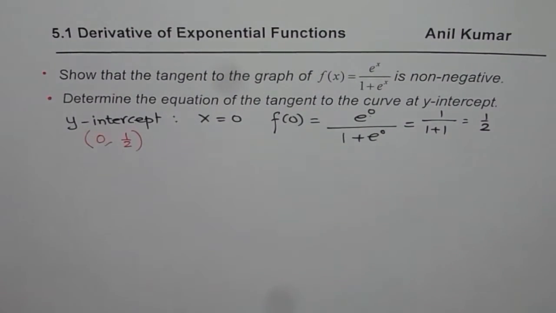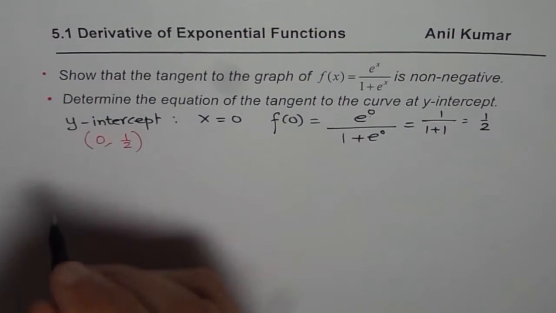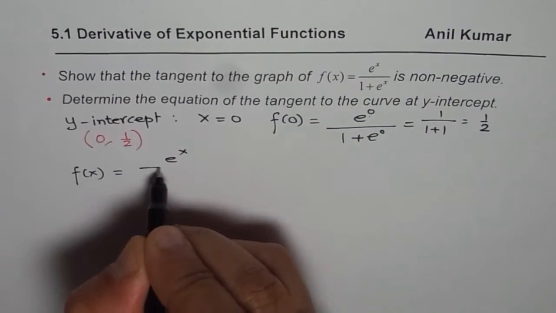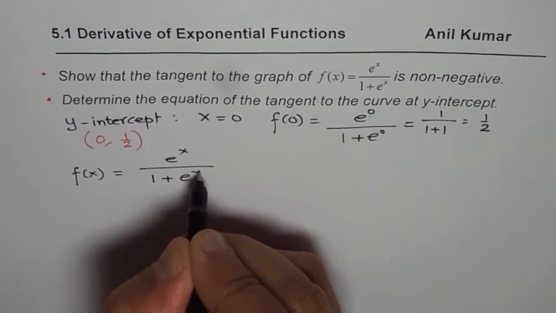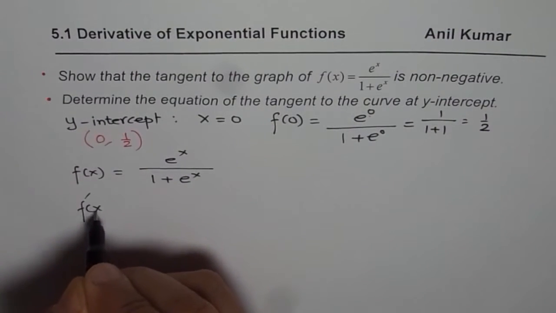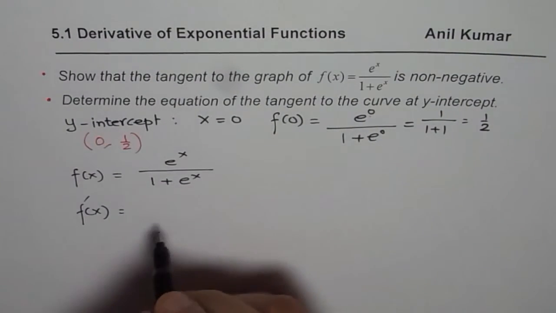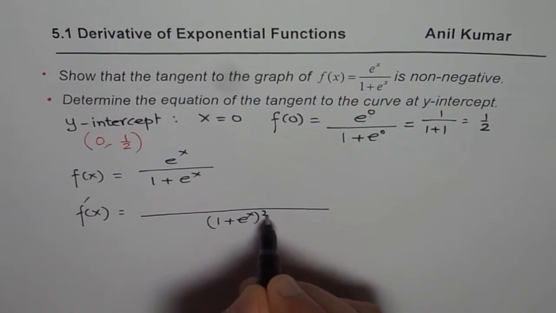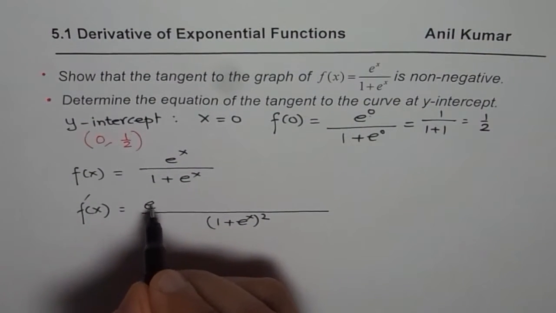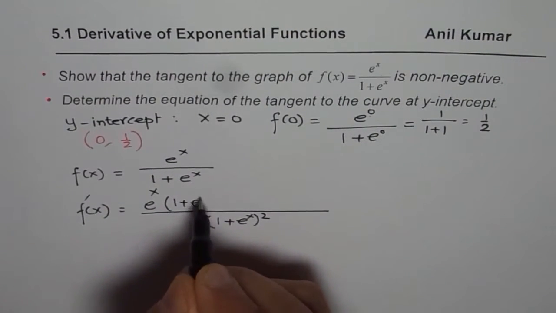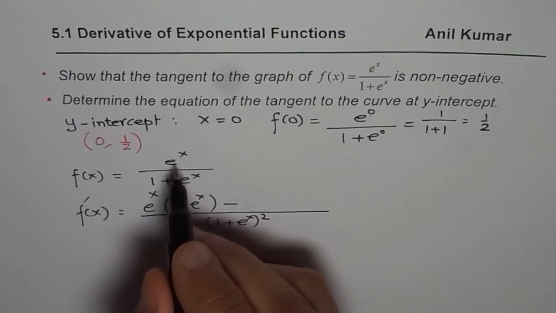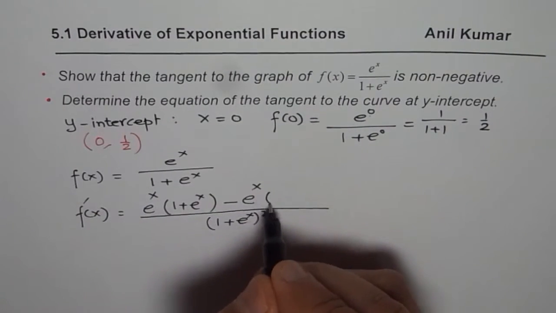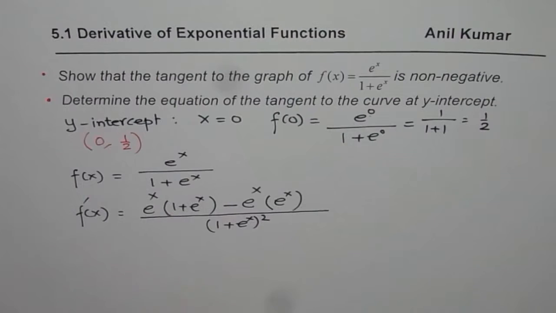That is the y-intercept. Now, let us find the derivative of the function. So we have the function f of x equals e to the power of x divided by 1 plus e to the power of x. The derivative of this function, we'll apply the quotient rule, right? So that means denominator squared, which is 1 plus e to the power of x whole squared, derivative of the numerator, which is the same, times 1 plus e to the power of x, minus numerator times derivative of denominator, which is e to the power of x. So that is what you get.